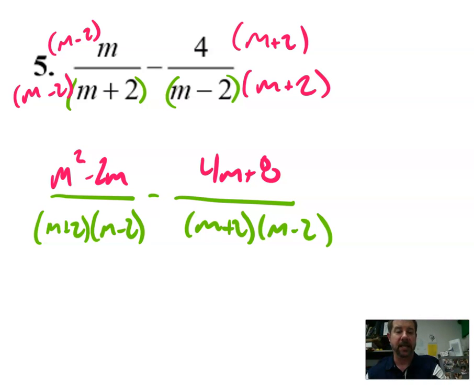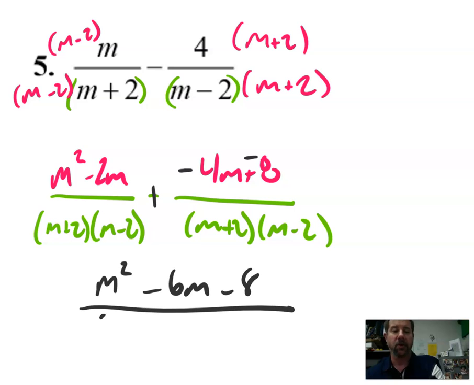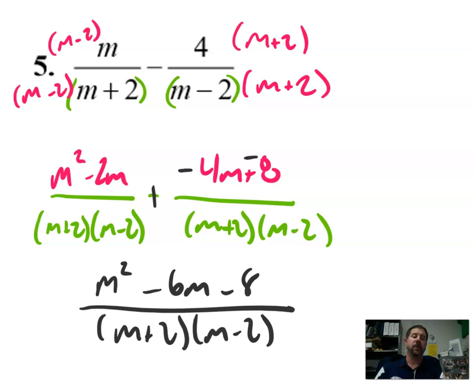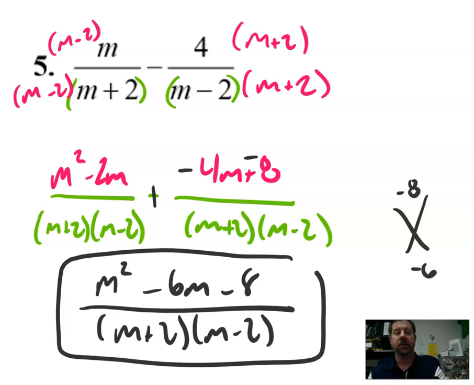Because we're subtracting again, change the sign and distribute. And so I get m squared minus 6m minus 8 over m plus 2, m minus 2. All right, and again, I'm going to try to factor. This one's looking promising. Hey, things that multiply together to give me negative 8, add together to give me negative 6. But 4 and 2 can't give me a negative, so I can't factor it. That's my answer, but that's what I'm thinking I got to try to do anyway.